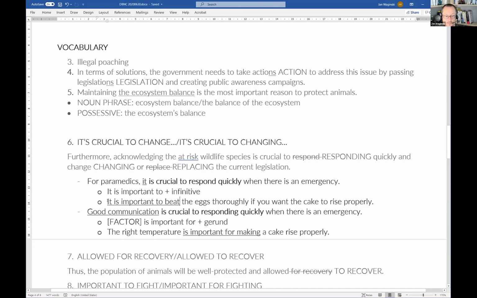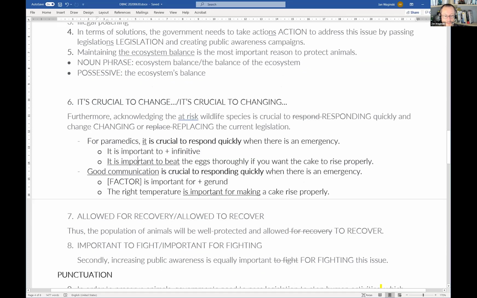So maybe that's going to be our rule. It is important to, it is crucial to, it is critical to. Let's look at a couple more. Allowed for recovery, allowed to recover. The population of animals will be well protected and allowed to recover.